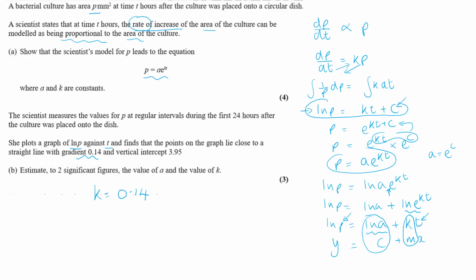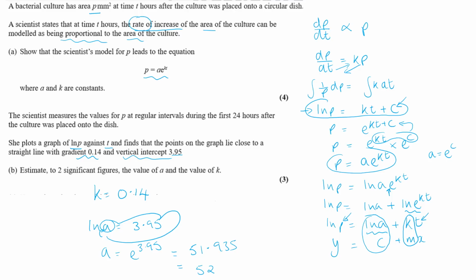And then it's telling us that the vertical intercept, which means the intercept with the y-axis, is 3.95. So that's telling us that ln of a is equal to 3.95. Now ln means log to base e. If we just remember that when you have a log, the answer to the log is the power, e to that power is equal to a. So a is equal to e to the 3.95, and if you do that it comes out to be 51.935, which to two significant figures is 52.